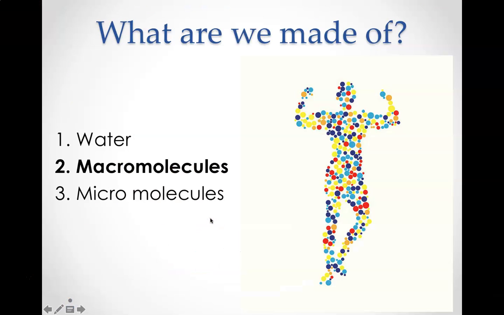Okay, so first of all, what are we made of? We are made of three things mostly: water, macromolecules, and micromolecules. And micromolecules are those vitamins and minerals that are still super important, that are still vital for survival, but we're not really going to focus on them for now. We may touch on them next week, but for today, we're going to focus on macromolecules.